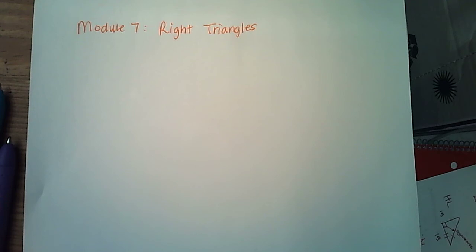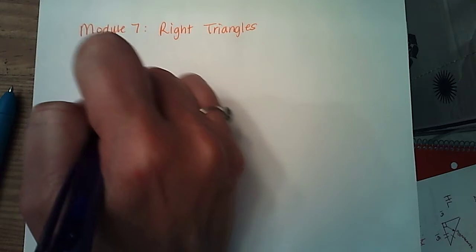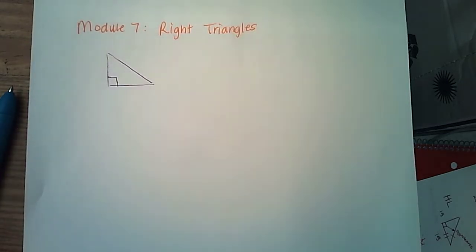Today we are going to review Module 7 right triangles. So first of all, what is a right triangle? A right triangle is a triangle that has a right angle. Now, with this right triangle, the first thing we moved into was the Pythagorean theorem. So we're going to move right on in.